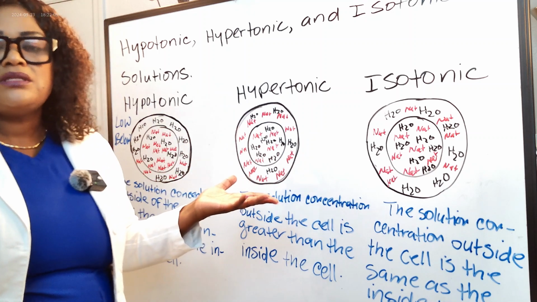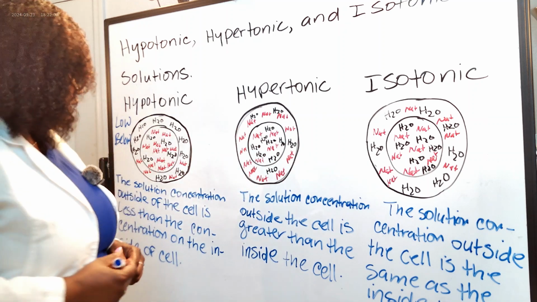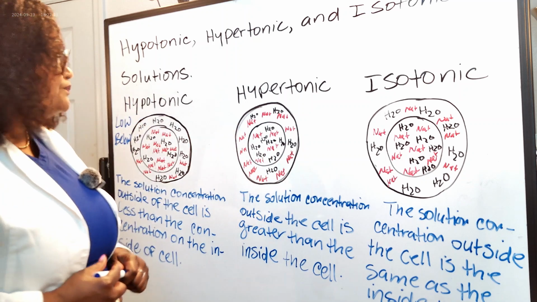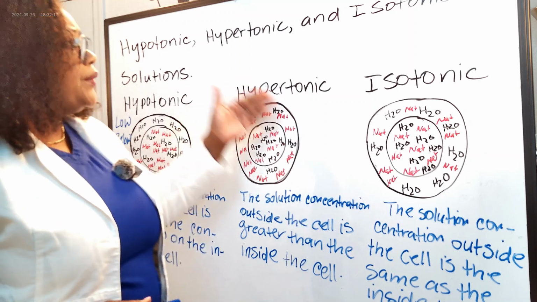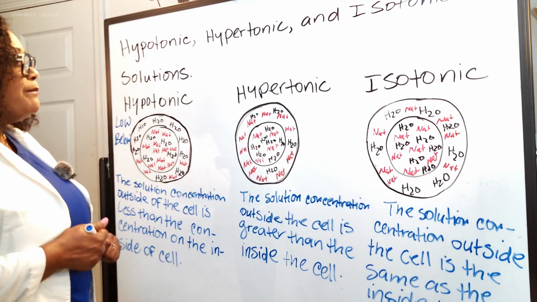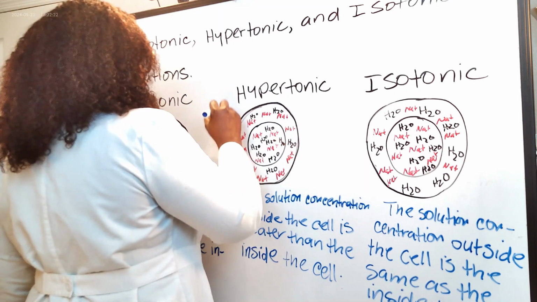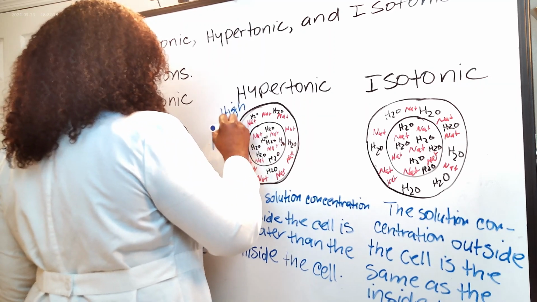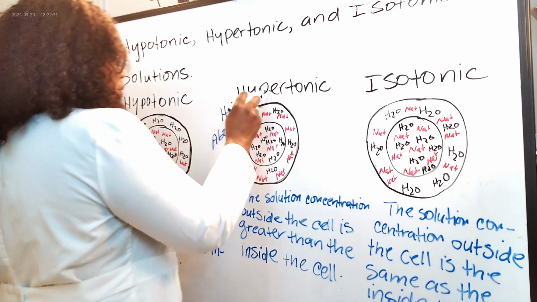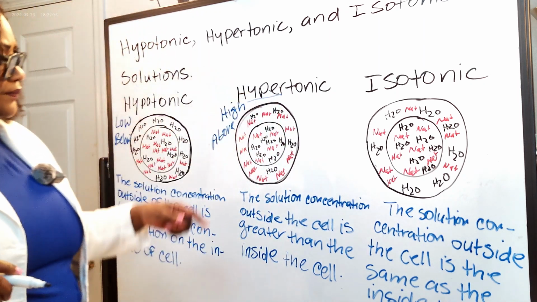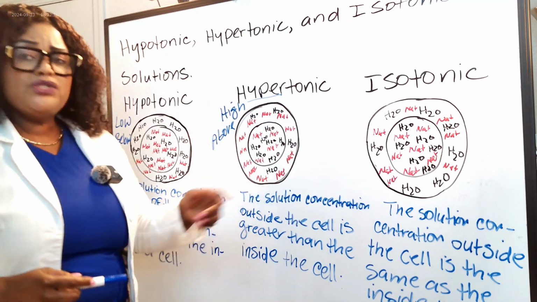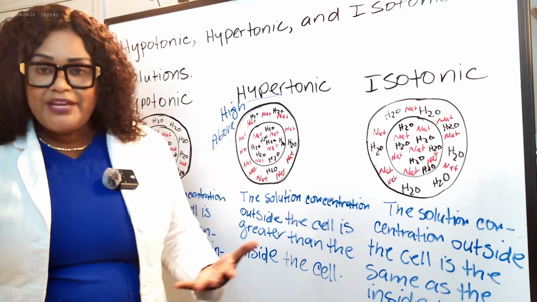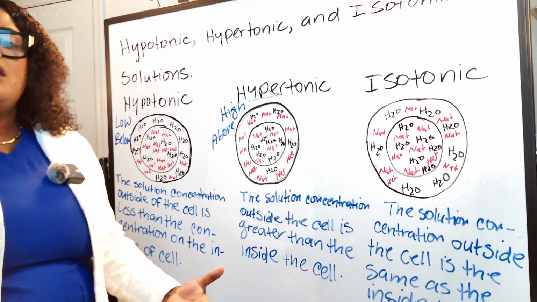It's going to swell up the cells. The cells might even rupture. This is in hypotonic. Now in hypertonic, hyper means high, above. In hypertonic, the solution concentration on the outside of the cell is greater than the concentration on the inside of the cell.